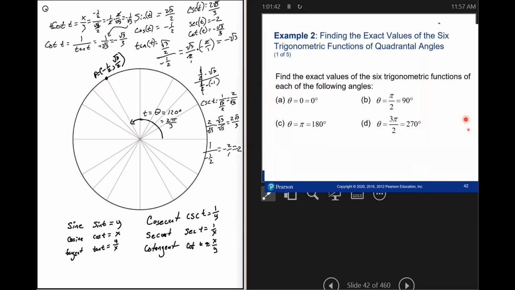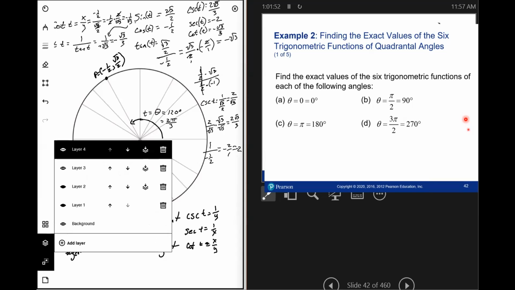And here are the quadrantal angles, which I had described earlier. So I'm going to add another layer.